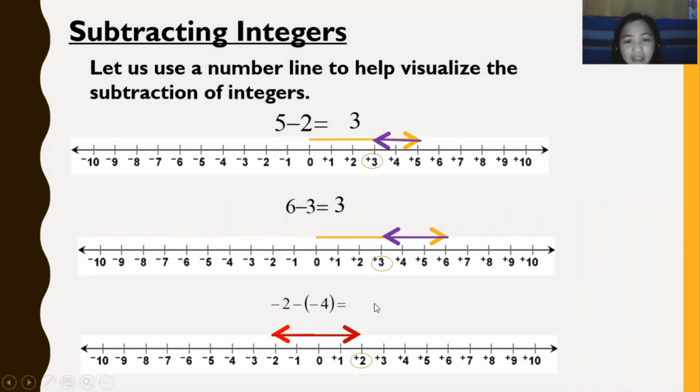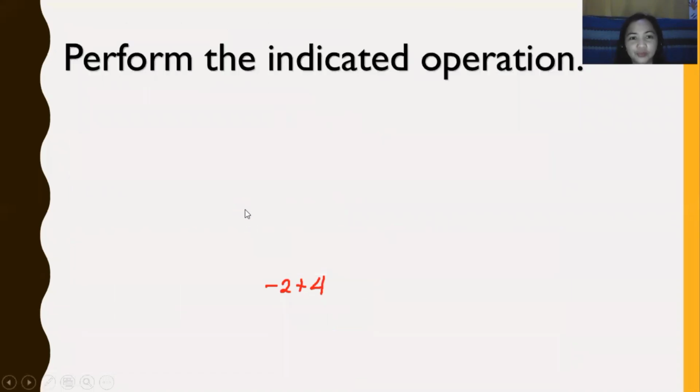And that's positive 2. Now, negative 2 minus negative 4 is the same as negative 2 plus positive 4, and the answer is positive 2. Now, that is subtraction of integers. Now, let's apply what we have learned. That is, perform the indicated operation in this example.